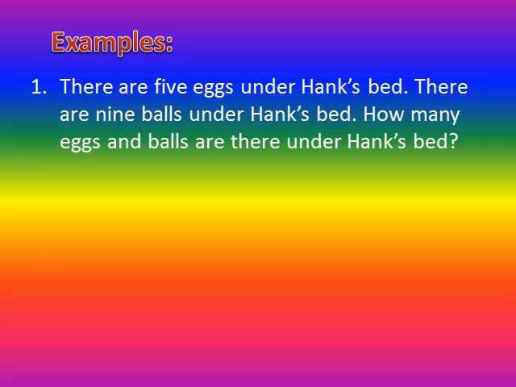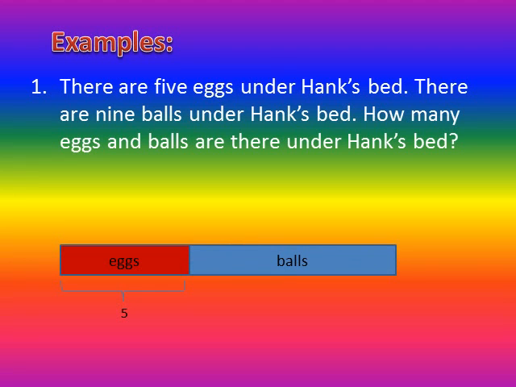So let's draw the model method for this problem. Let this red block represent the number of eggs under Hank's bed. We label that and put 5 under it, and then there are also balls, and let's label that. Under eggs we put 5, under balls we put 9. Let's go back to the problem: how many eggs and balls are there under Hank's bed? What's being asked is the total number of eggs and balls, right? So we put the question mark on top.